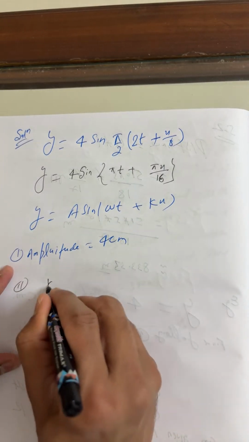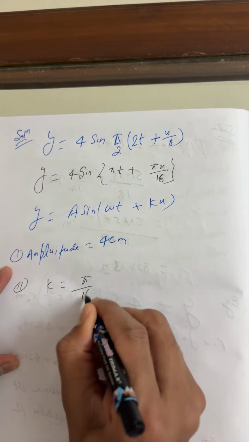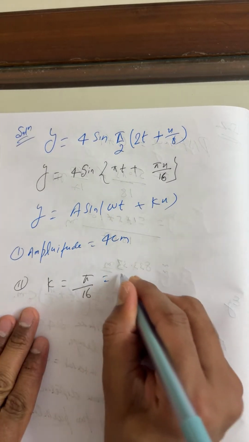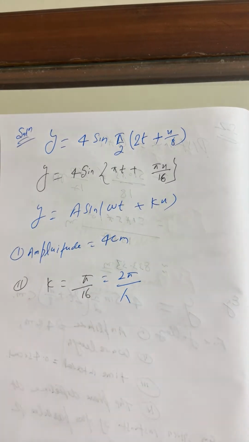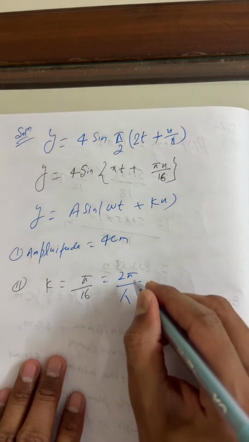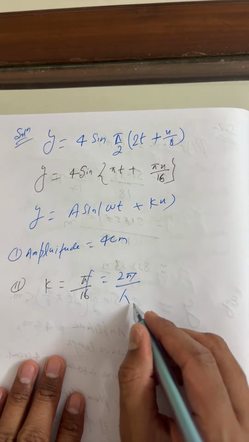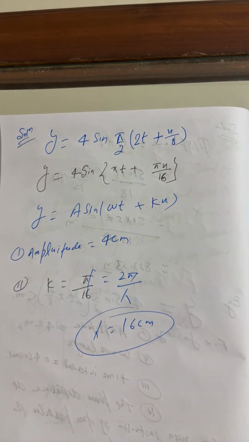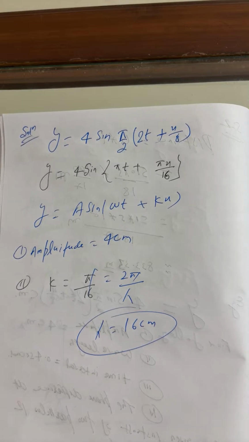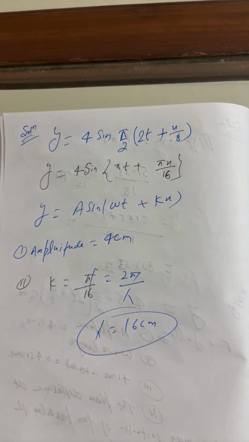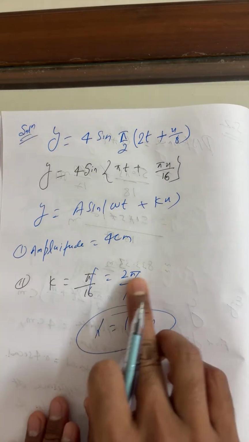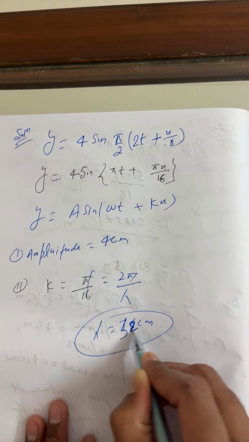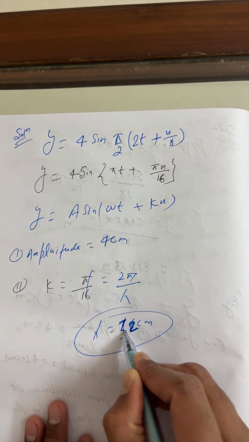How can we find it here? You can simply say k is equal to pi by 16. And k is what? I hope all of you remember: 2 pi by lambda. So pi cancels here, and lambda is equal to 16 centimeter. Sorry, 16 or 32? My bad. It is 32 centimeter. Lambda is 32 centimeter.